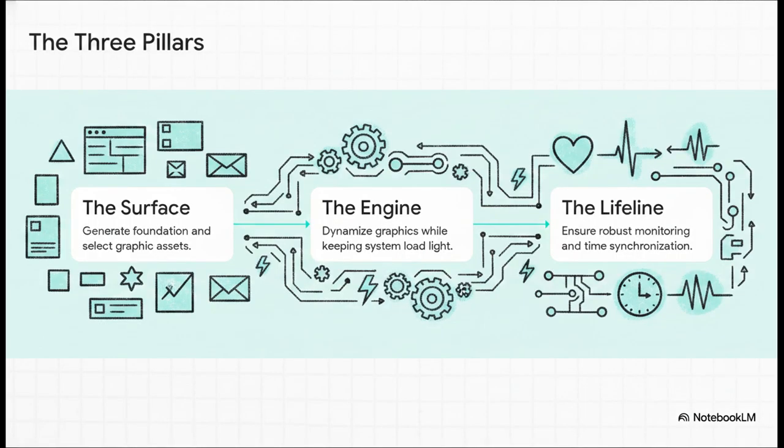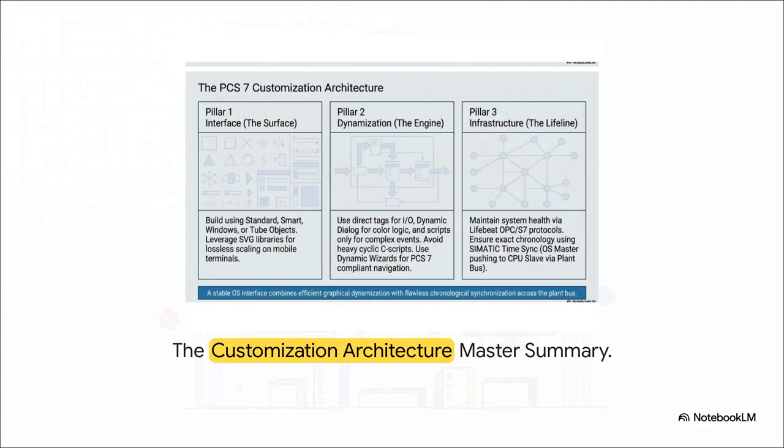Okay, let's take a breath and synthesize everything we've covered today. We've essentially built a complete framework out of 3 pillars. First, we started with the surface, auto-generating our foundation and manually customizing our graphic assets. Second, we built the engine, carefully selecting our dynamization methods to keep the system load light while still bringing the process to life. And finally, we secured the lifeline, ensuring robust LifeBeat monitoring and flawless time synchronization across the entire network. And this brings us to our master summary of the PCS7 customization architecture.